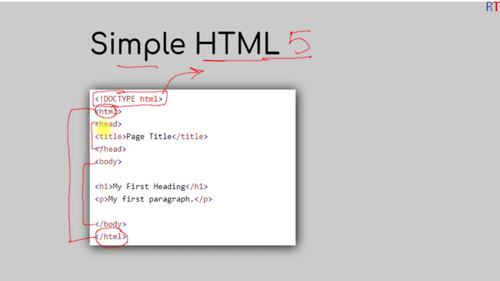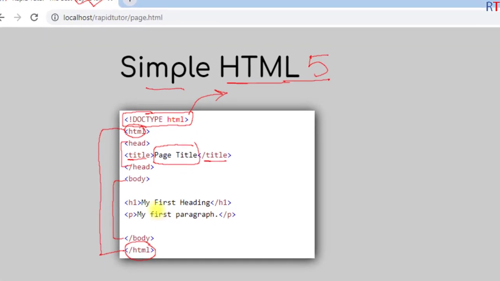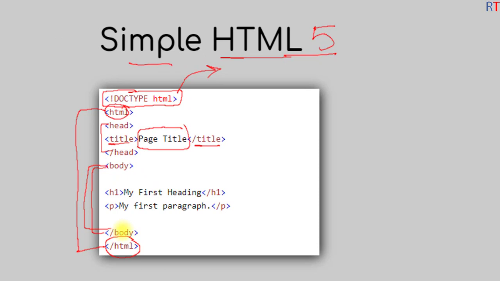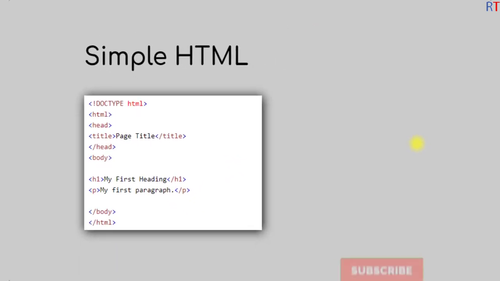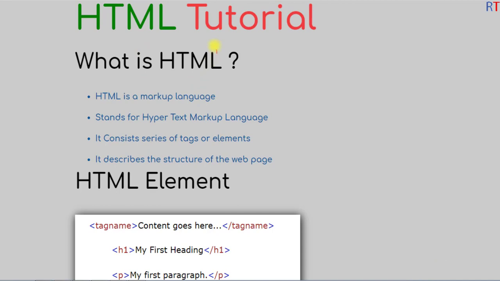The head tag contains the meta information about the page. So the head tag can contain the title tag. Whatever title we put inside the title tag will be shown in the title bar of the web page. And then we have the body tag. The body tag contains all the visible parts of the web page, like the heading or the paragraph or any other visible content. So hope you learned about what is HTML and the basic structure of an HTML document.